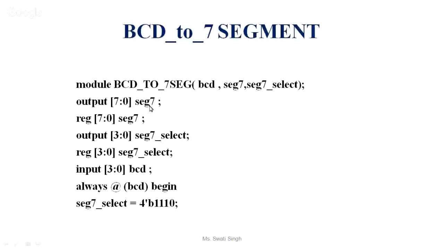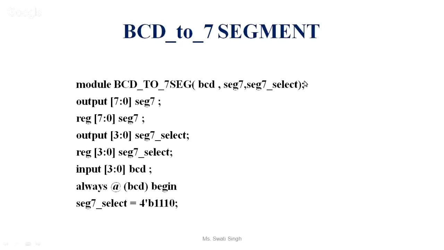Here you can see I am taking BCD as an input, segment 7 and segment 7 select, because in my kit there are 4 segments. So to select any one of them, I need one variable, segment 7 select, and segment 7 which we want to display on your 7 segment.